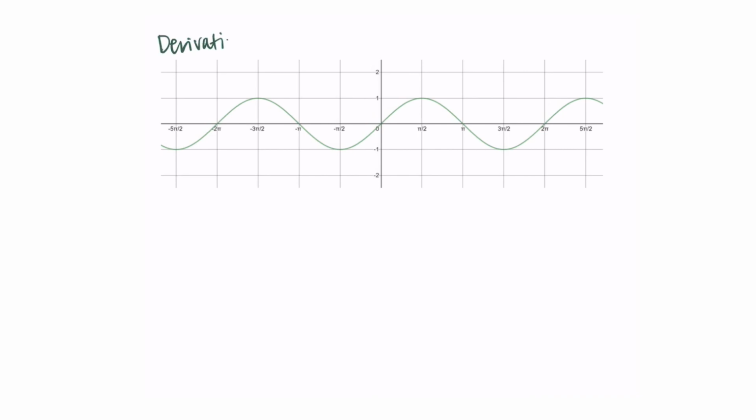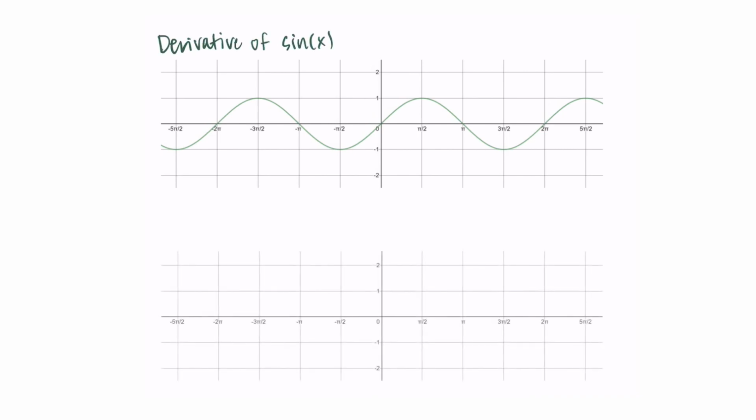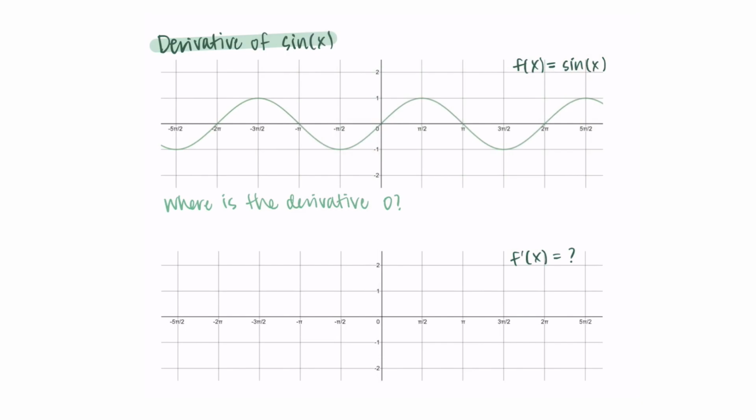To find the derivative of sine, let's first graph the function f of x equals sine x and ask ourselves some questions. First, where is the derivative 0? Looking at the graph, the derivative will be 0 where the function has a horizontal tangent line, or where we have local maximums or minimums. I'm seeing that we have a derivative of 0 at pi over 2, 3 pi over 2, 5 pi over 2, negative pi over 2, negative 3 pi over 2, and negative 5 pi over 2.